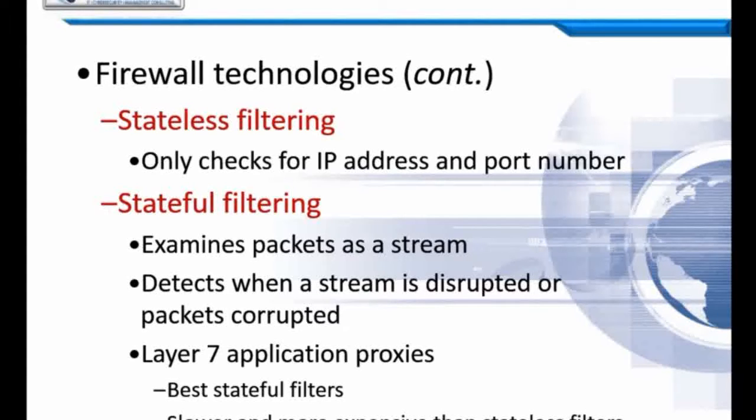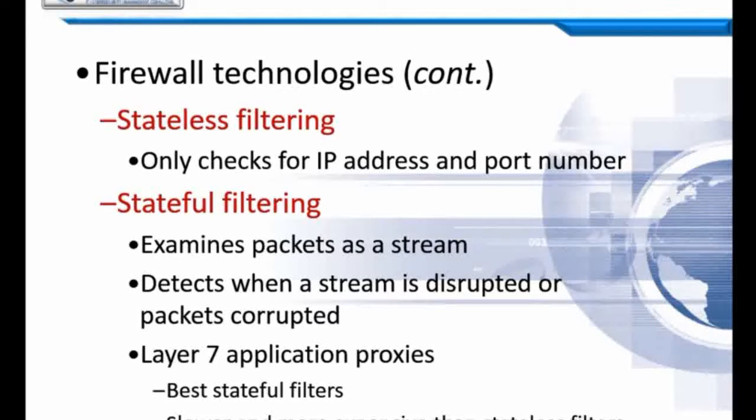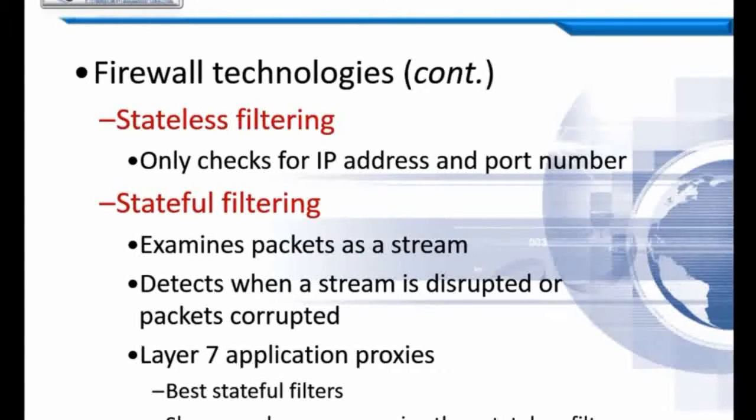The next type of firewall technology would be stateless or stateful filtering. Stateless filtering only checks for IP addresses and port numbers. That has given way to stateful packet inspection. This examines packets as a stream and detects when streams are interrupted or packets are corrupt. You'll often find this technology employed with Layer 7 application proxies. However, bear in mind that stateful packet inspection firewalls are a bit more expensive, and they do have a tendency to slow down traffic on your network.